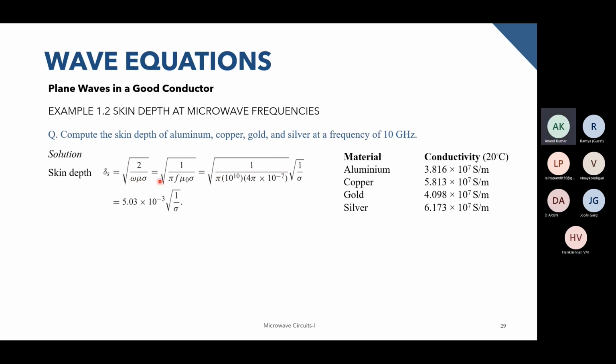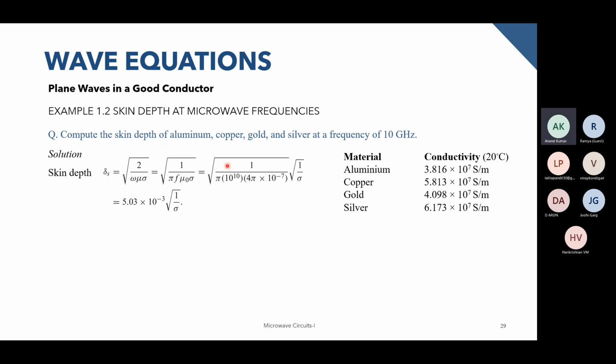All you need to do is substitute the values of omega, mu, and sigma. Sigma is listed over here. Omega is given over here as 10 gigahertz. Make sure to convert this into radians. Then for each metal, you'll have to substitute the value of conductivity.